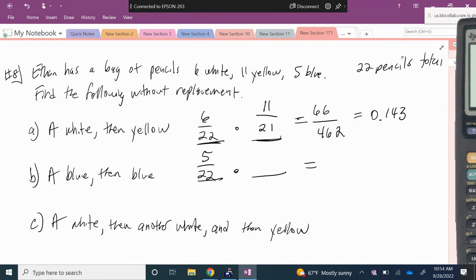So what is the probability that the second pencil is blue? 4 over 21, right? Because we've taken a blue pencil from the bag, so that lowers the amount of total pencils in the bag. And it also takes away one of the blue pencils, right? Because if the first one was blue, instead of having a choice of 5, we now have a choice of 4. So if we multiply the numerators, we get 20. We multiply the denominators, we get 462. And I believe that's 0.043.